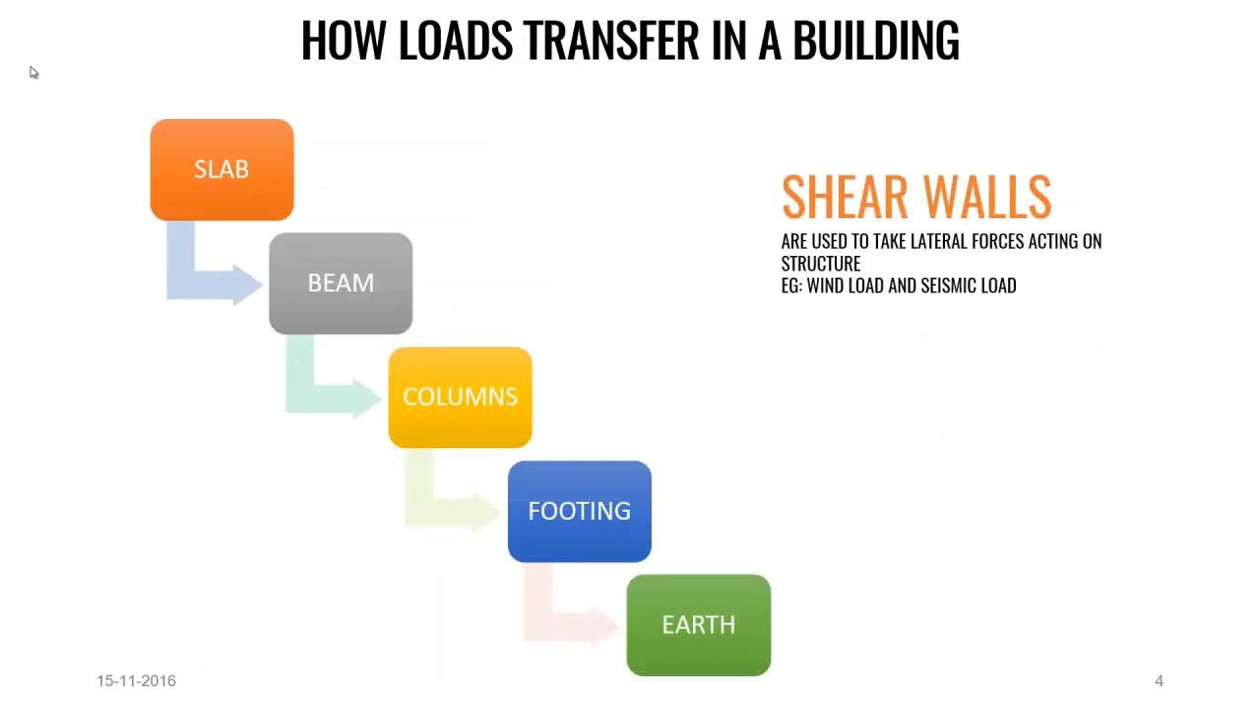All the loads in the building are carried by the slab, then transferred to the beam, and then to columns, footing, and at last it goes to the earth. These are the common load-bearing members in a structure. Apart from that, we have shear walls, which are used to take the lateral forces acting on the structure. To resist wind load and seismic load, we use shear walls in tall buildings.